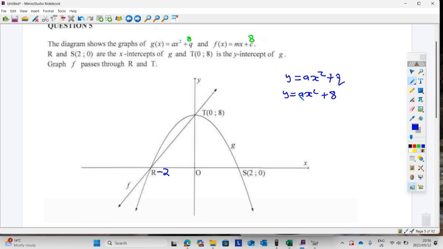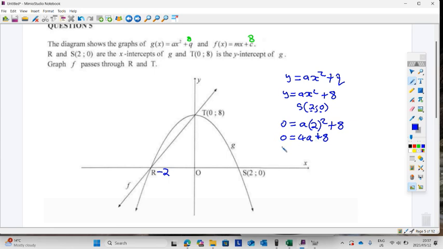We have that one. Now to determine the value of a, we substitute any other point which is on the graph. Another point that we see on the graph of G, we can make use of this one. Let's substitute S, 2, 0. This is your x and this is your y. So your y is 0, which is equal to a, your x is 2, so it's 2 squared plus 8. This is 4. So 0 is equal to 4a plus 8.